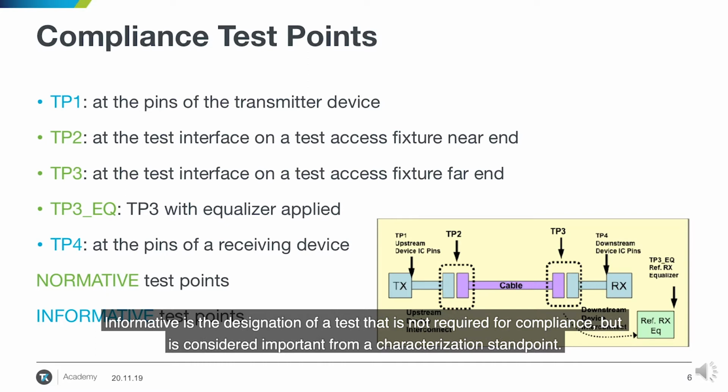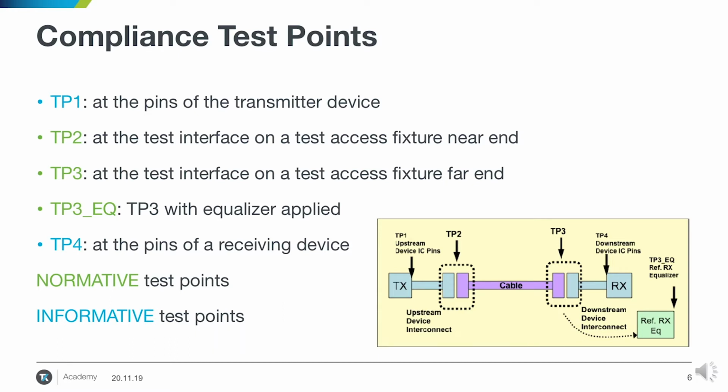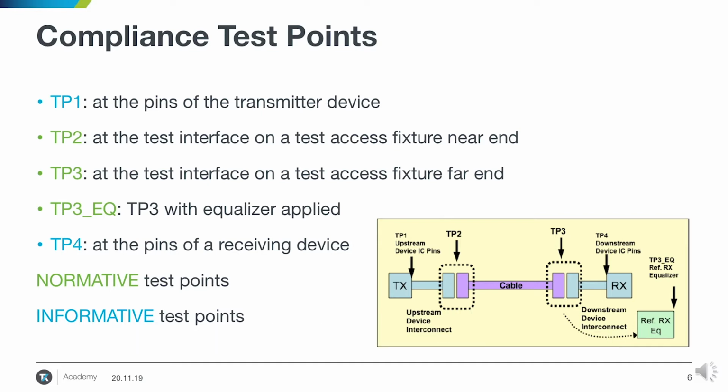Informative is a designation of a test that is not required for compliance but is considered important from a characterization standpoint. It is provided for informational purposes only. Normative is a designation of a test that is required for compliance test. So here we'll be doing the TP3 equalizer.